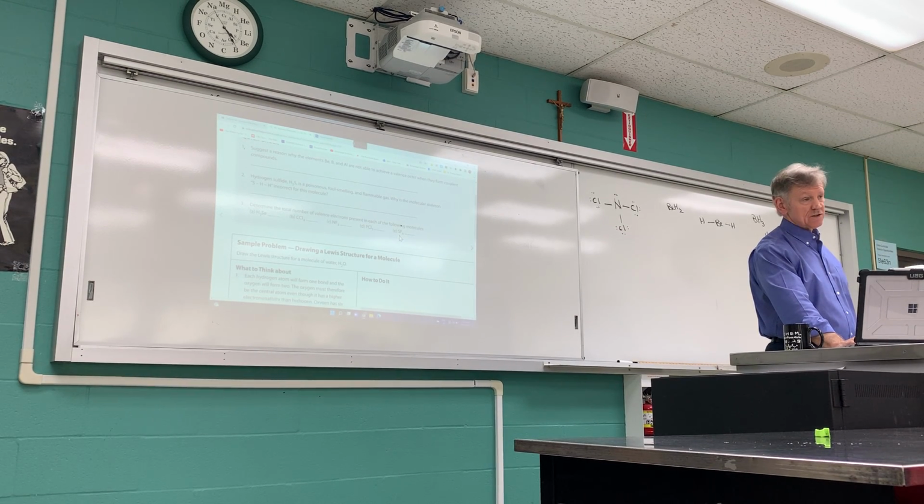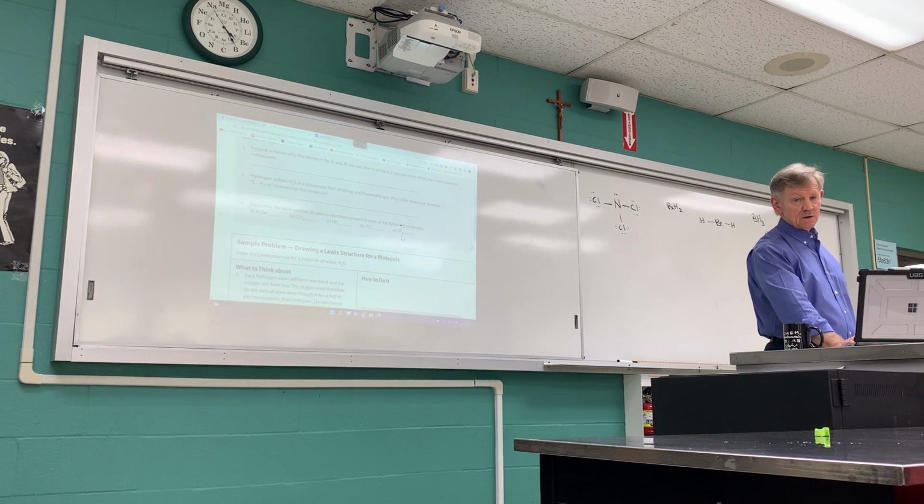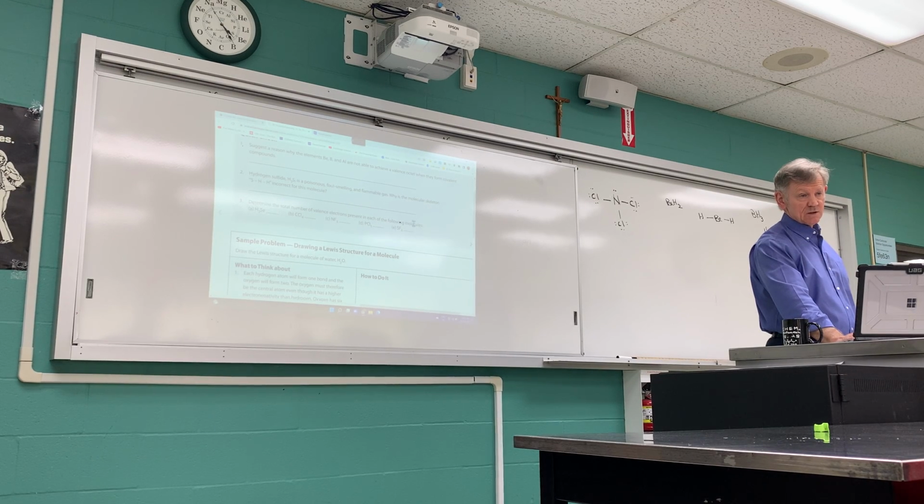Look at SF6, that's also got to be an expanded octet. Sulfur's a third period element. So 7 times 6 is 42, plus 6, 48. So there's a whole bunch of electrons there.